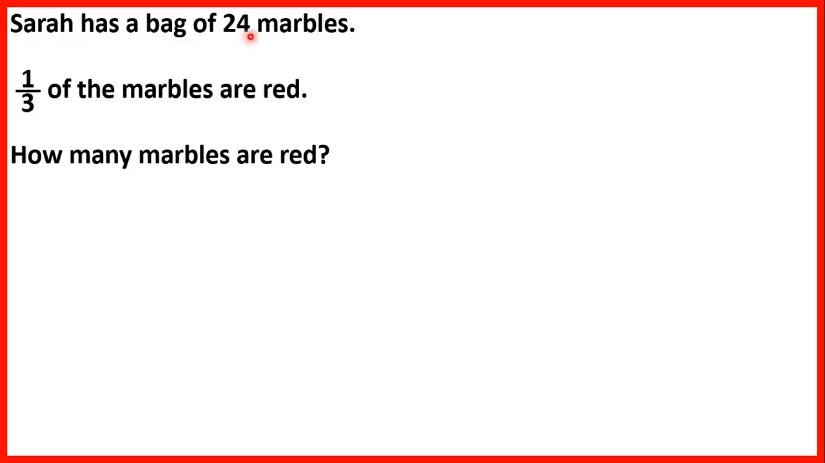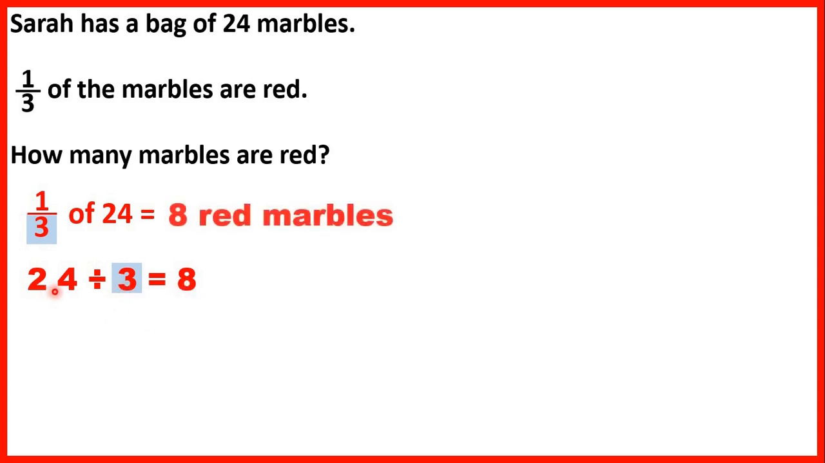Sarah has a bag of 24 marbles. 1/3 of the marbles are red. How many marbles are red? So we need to find 1/3 of 24. And to find a fraction of a number, if the numerator is 1, all we need to do is divide the number by the denominator of the fraction. And 24 divided by 3 is 8, because 8 times 3 is 24. So that means Sarah has 8 red marbles.